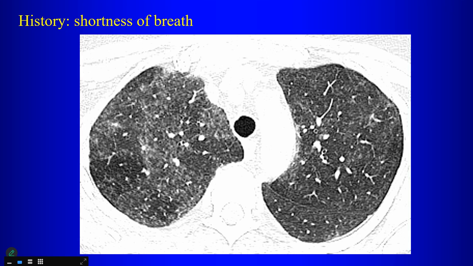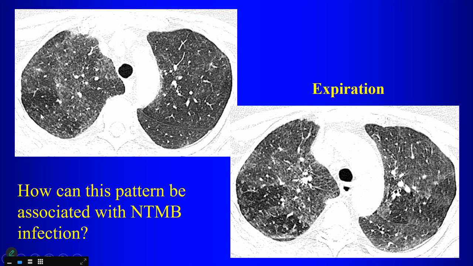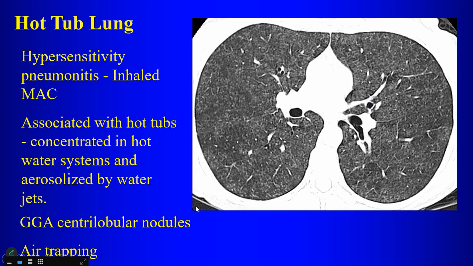Hypersensitivity pneumonitis. How do we put that together with atypical mycobacterial infection? Hot tub lung. Right. So it grows within the hot tubs. This is called hot tub lung. So the atypical mycobacteria grows in the hot tubs. The patients inhale it and they develop this hypersensitivity reaction that essentially is very similar to hypersensitivity pneumonitis. Hot tub lung. Inhaled MAC, and they develop this same pattern, centrilobular ground glass nodules, air trapping. So essentially it's hypersensitivity pneumonitis as a reaction to the inhaled organism.